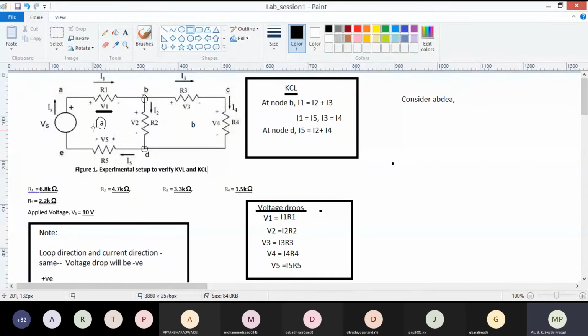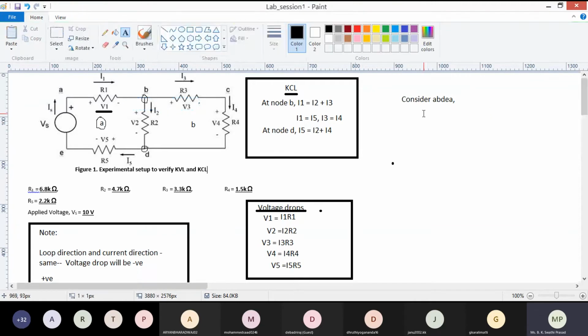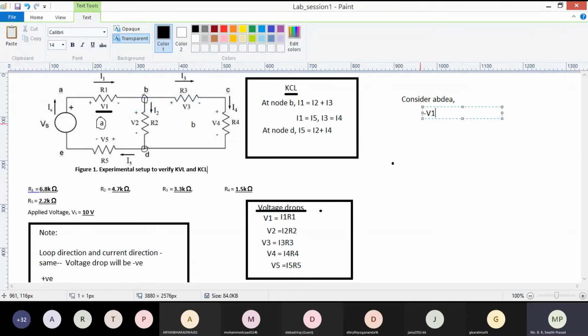Now you consider the loop A, B, D, E, A. In this, I am going from A to B, from positive to negative, correct? If I go from positive to negative, what is the voltage drop there? Minus V1. Again, I am going from positive to negative, that is minus V2. And then again from positive to negative, minus V5. Next, I am going from negative to positive, so plus V. Any doubts here? No, ma'am.